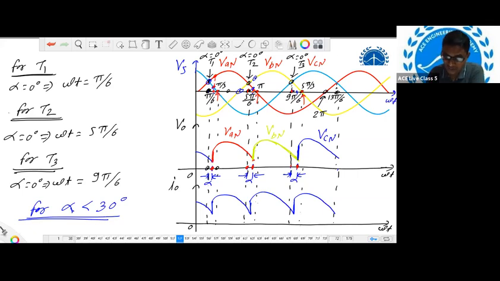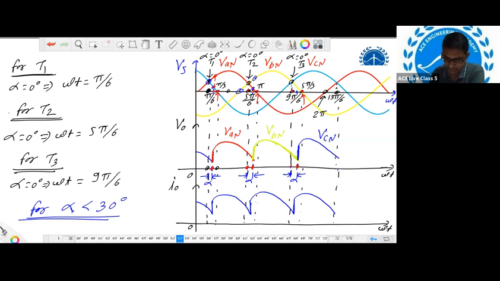Next, this will continue only till we apply the gate pulse to thyristor T1. At this instant, we are applying the gate pulse to thyristor T1. You can check that corresponding to this instant, VCN is a non-zero value. So our V0 will be the same as VCN, means non-zero, till the instant we apply the gate pulse to thyristor T1. At this instant, I am applying the gate pulse to T1.